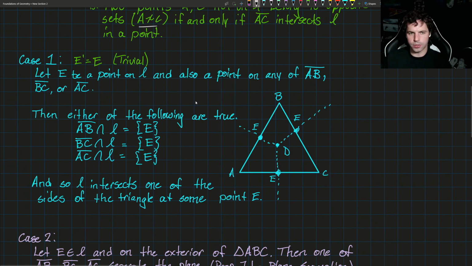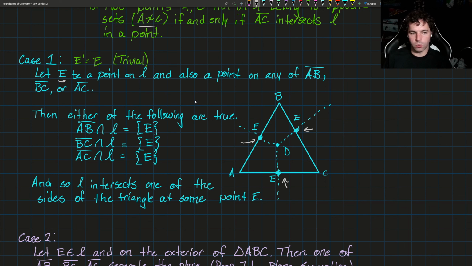The first case is really easy. So we're going to set E prime equal to E. That's just what we're going to be trying to do, right? So if we let E be a point on L and also a point on any of AB, BC, or AC, right? So I have this drawn here. E is either on BC, AC, or AB.